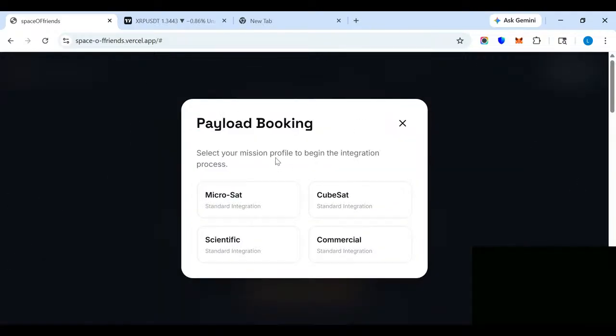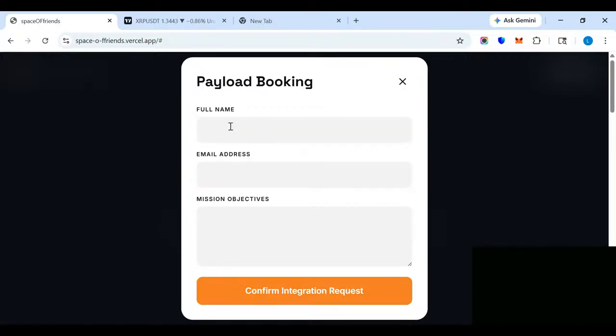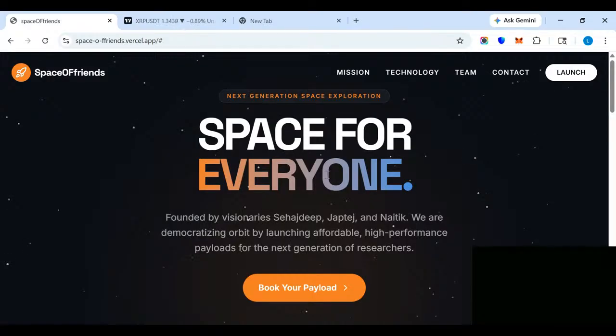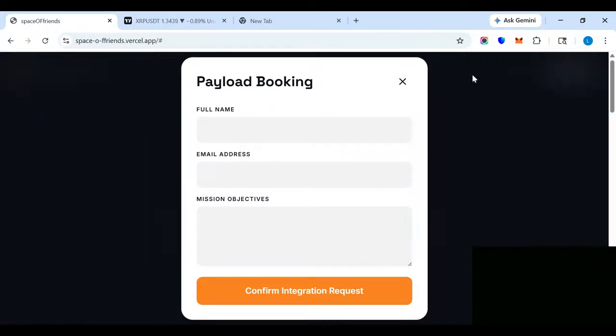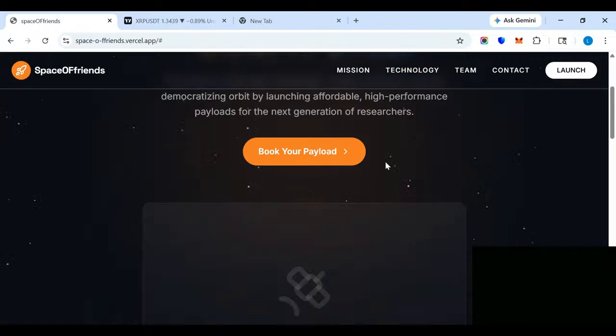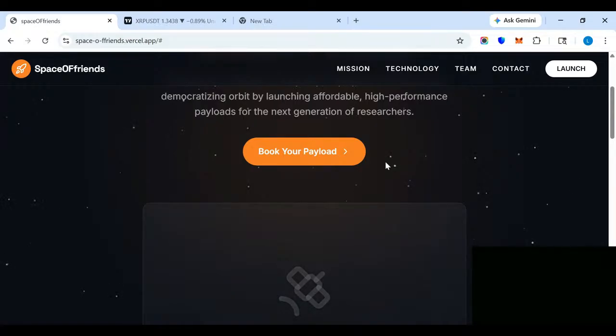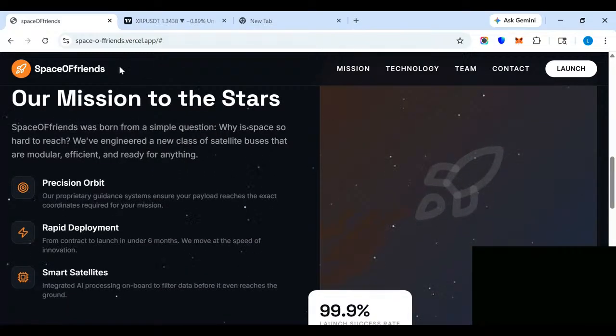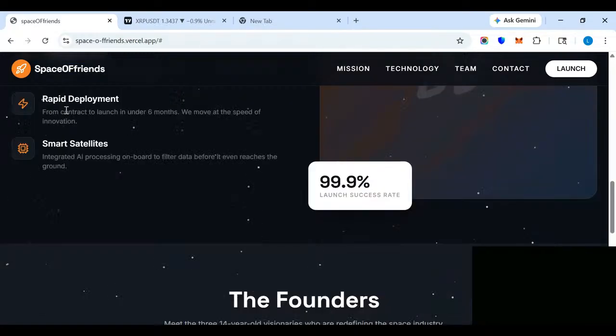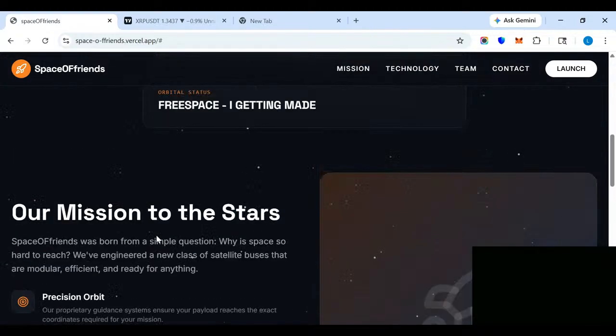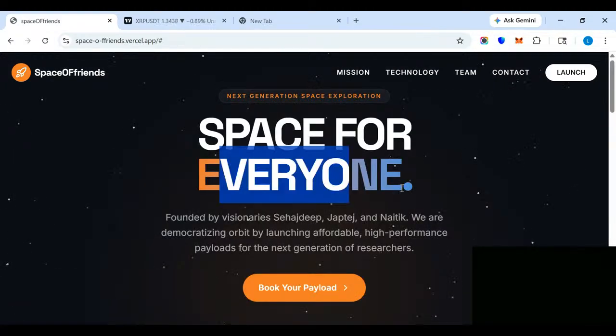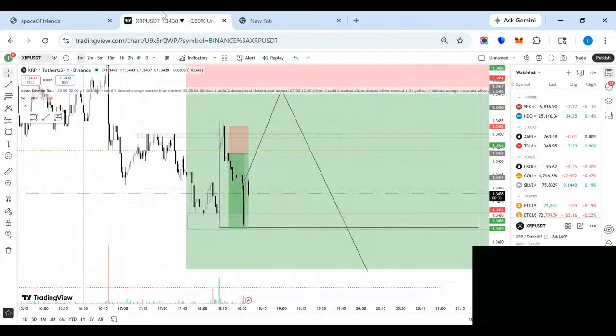You can also book a satellite through us. When you click any of these satellites, you can put in your email address and everything, and it will come directly to my email. It will definitely be a fun journey if you do it with us. It's a new company that I have. Okay, now what's happening here? Let's check.